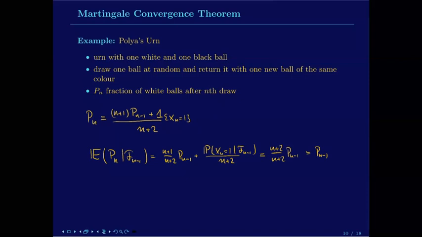Now, next, we are interested in the distribution. So we have the probability that we have, say, m plus 1 white balls after n draws.